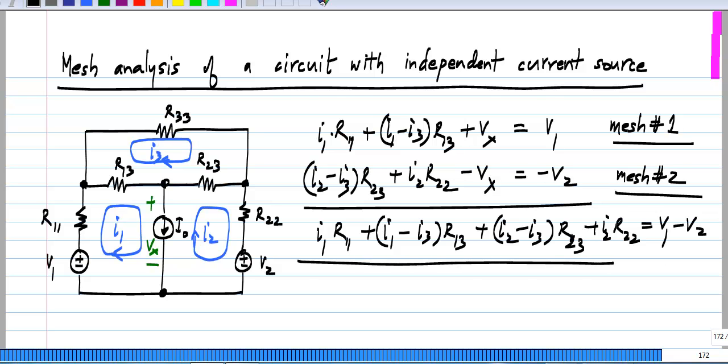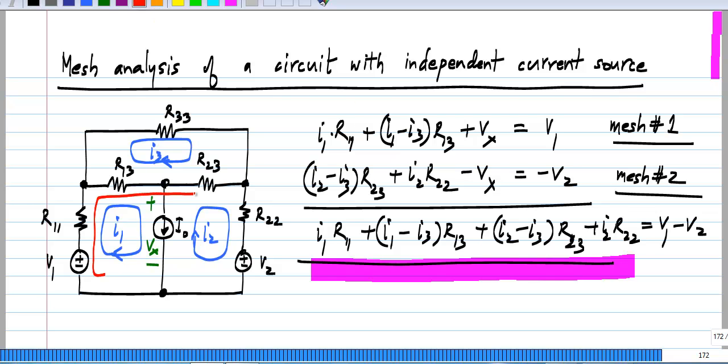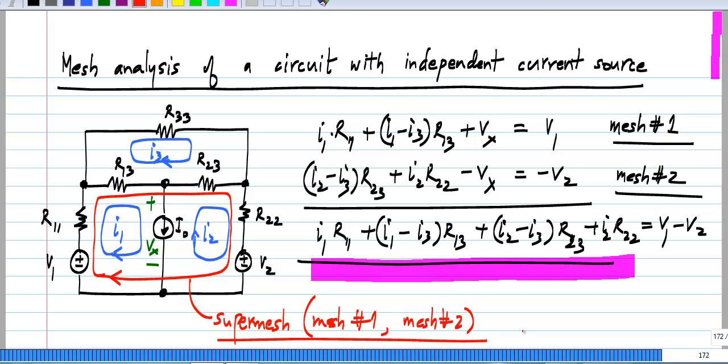Vx goes away because in mesh number 1 it appears with one sign, in mesh number 2 it appears with the opposite sign. And now what is this after all? This is basically the voltage drops if you go around this entire loop, which consists of these two meshes, and this is known as the super mesh, which is a combination of mesh number 1 and mesh number 2. So by forming a super mesh, we can eliminate this problem of not knowing the voltage across this independent current source. This is like forming a super node to not worry about the current that is flowing through the independent voltage source in nodal analysis.